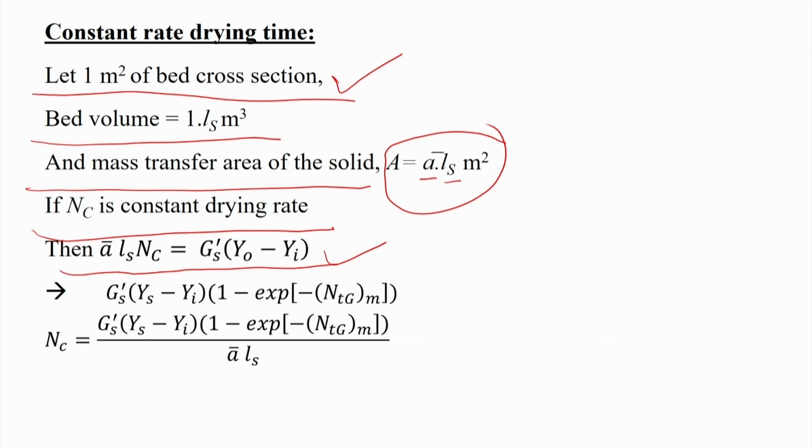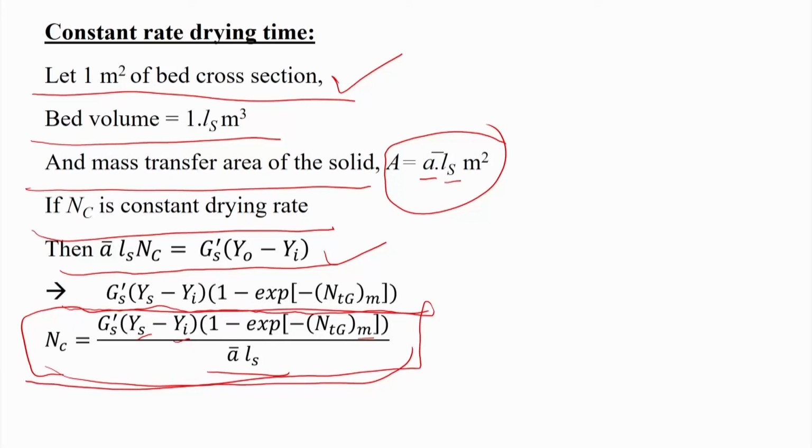Putting this Nc there, we get Nc is equal to Gs into (ys minus yi) into (1 minus exponential of minus NTG) by A prime into Ls. So we have got Nc in the form of known parameters like Gs prime, ys, yi, then NTG we will calculate, and A prime, the specific surface area, that is surface area per unit volume, into Ls, the thickness or height of the wet solid.